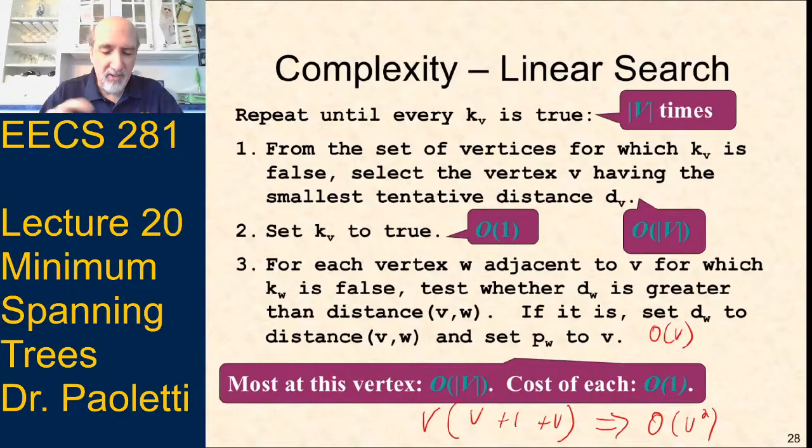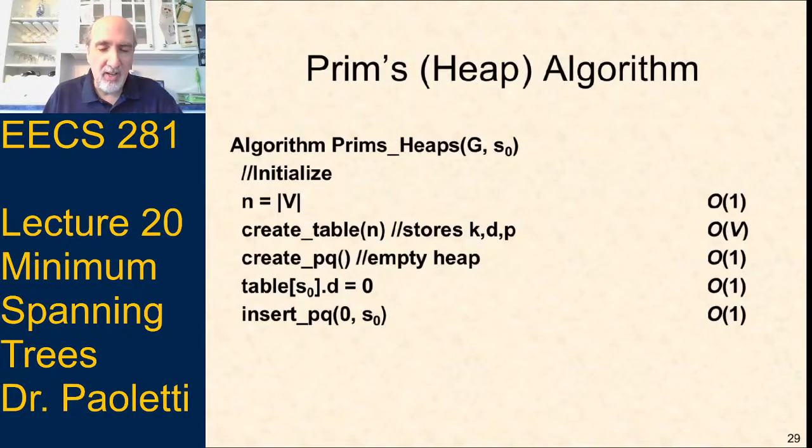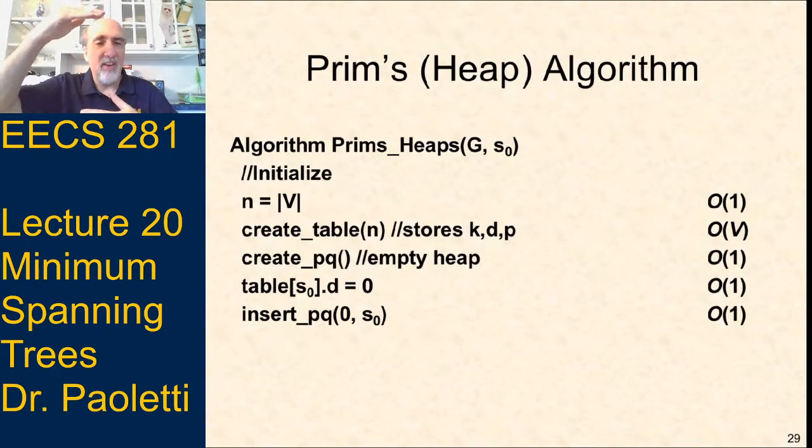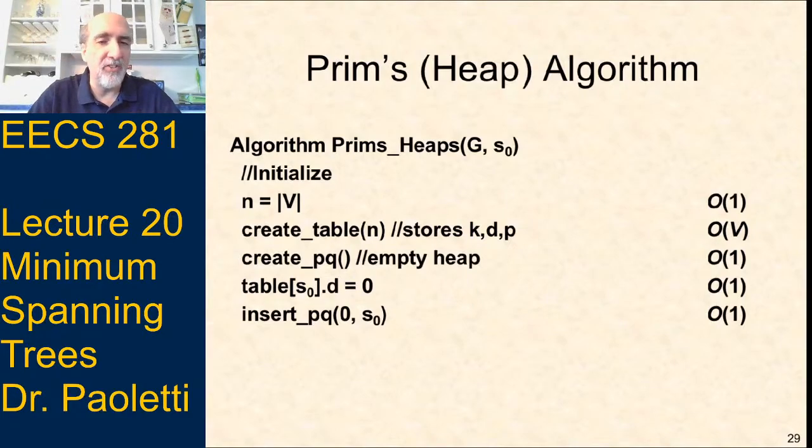All right, what if instead of linear searches we used priority queues? So what if we said, let's use a priority queue to solve this? This first part is all the setup. I figure out what n is, that's easy. Then I create the table. Creating the table takes O of V time, because however I do it, I've got to put the falses and infinities in that table. So that takes O of V time to make a table of size V with falses and infinities in it.